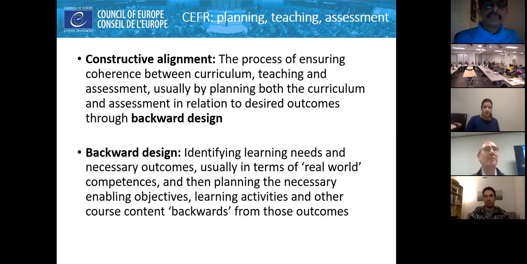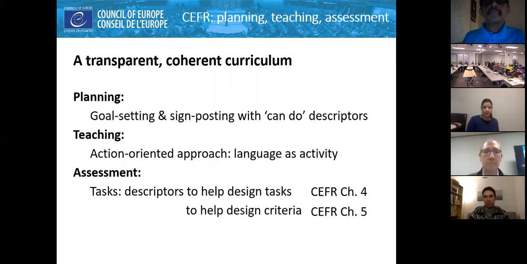And then backwards design is linked to the idea of competency-based teaching, where you define the end objectives in terms usually of can-do statements, can do this, can demonstrate that, etc. And then you work backwards from those statements to design the course. The aim being to produce a transparent, coherent curriculum in which planning, teaching, and assessment are all integrated. So planning, the goal setting with students, you use can-do descriptors to signpost, to tell everybody what's happening, tell the students, tell the other teachers, etc.